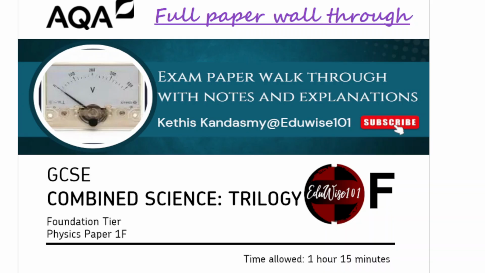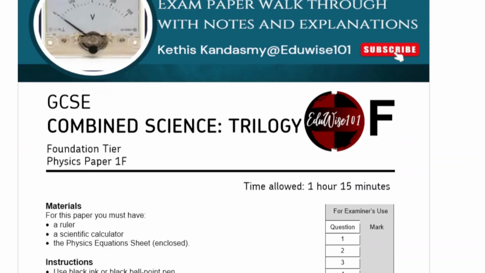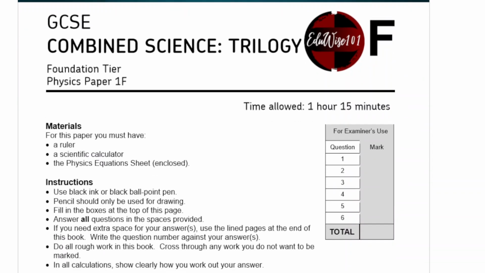In this video, I'm going to go through the AQA Combined Science Physics Paper 1 Foundation tier. This video is a full paper walkthrough. Now this paper is 1 hour 15 minutes long and it's out of 70 marks. And it has 6 questions. Now in this video, I will only be going through question 1 to 4.